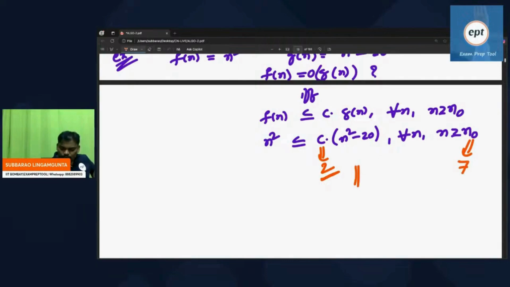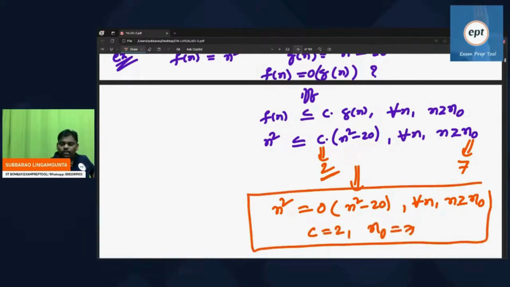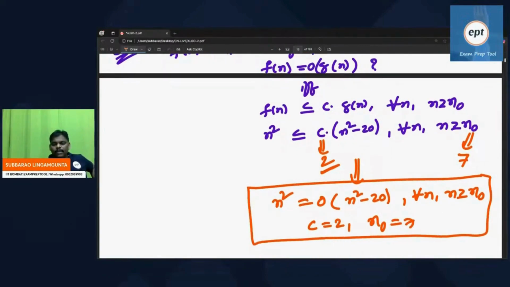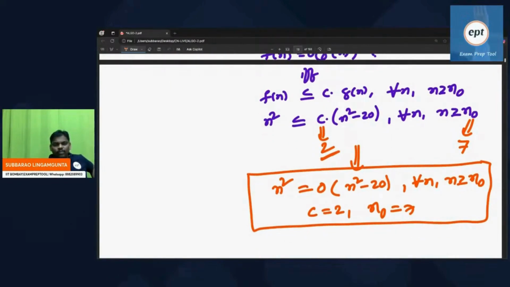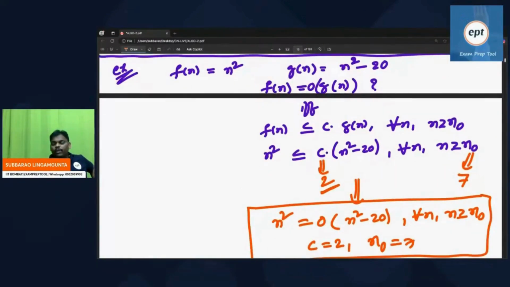Because the condition holds good, let me write it now. n square is big O of n square minus 20, which is correct for all n greater than or equal to n0, where c is equal to 2 and n0 is equal to 7. From there onwards it works. Remember, there may be many pairs of c and n0, not just one pair. Comparing left and right, the right will be bigger by taking a constant. That is called big O.